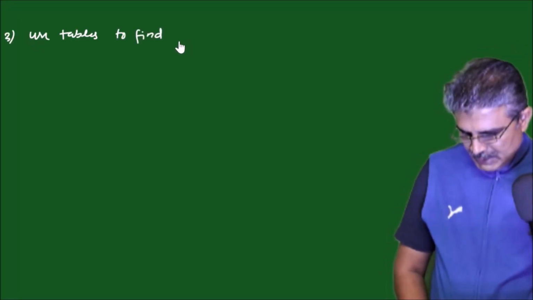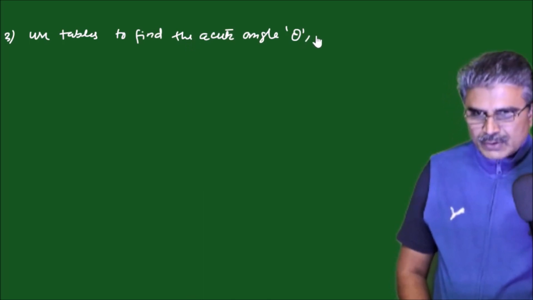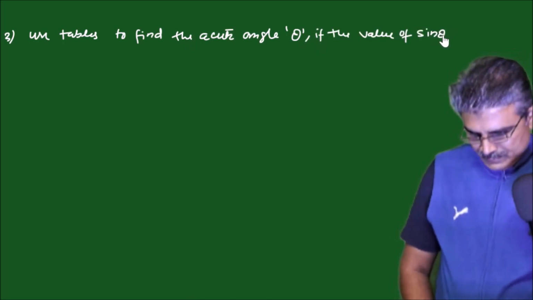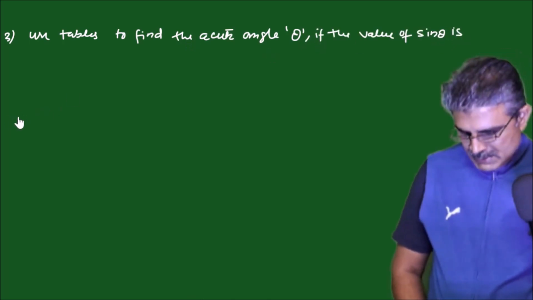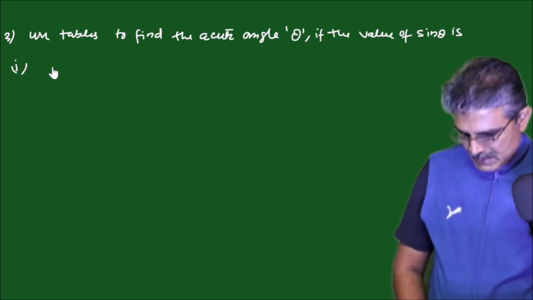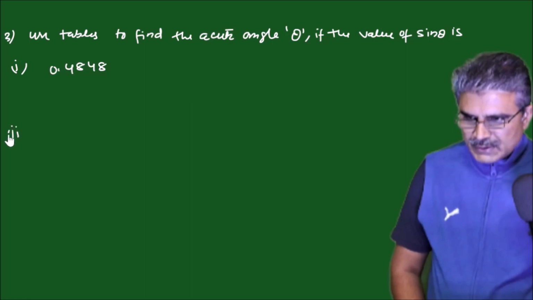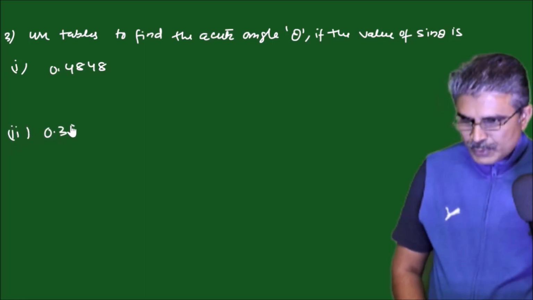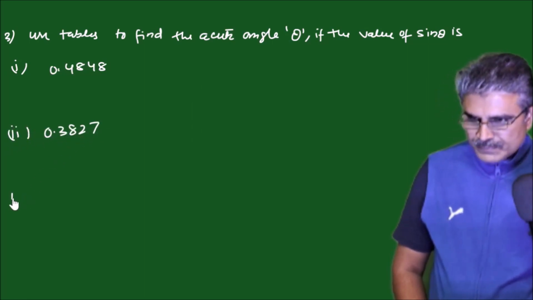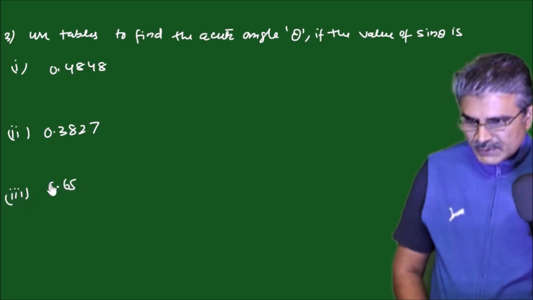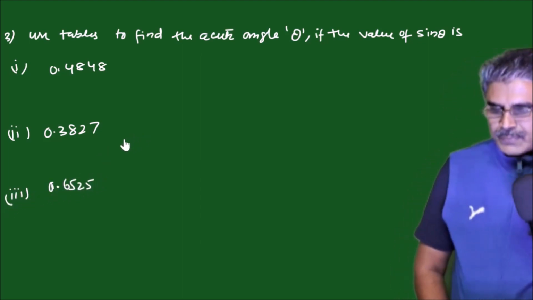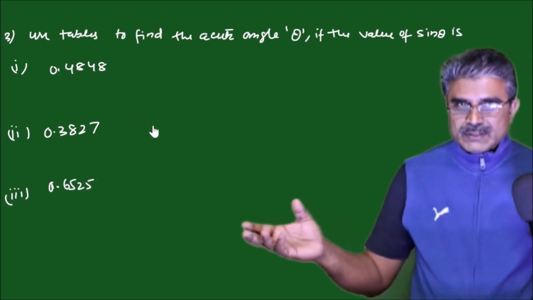Our next question is, use tables to find the acute angle theta if the value of sine theta is, very first one is 0.4848 and the second one is 0.3827 and the third one is 0.6525. So here the values are given.